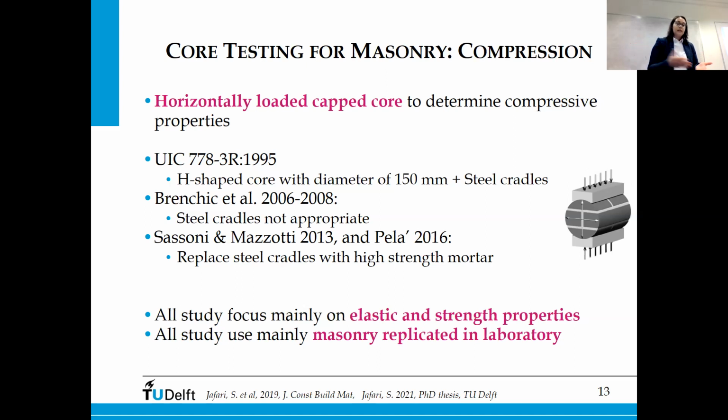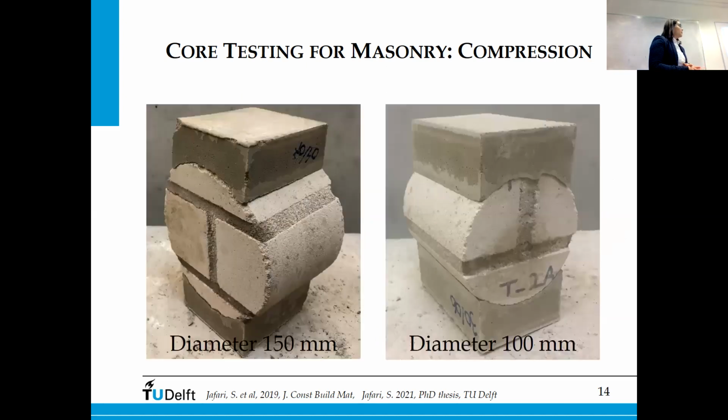And the new thing that we were able to do is to run many tests also on field-extracted samples, with comparison to wallets and triplets. For compression tests, we use two types of core diameter, one of 100 millimeters and one of 150 millimeters. If you have a rounding bond in a single-width masonry, this will give you the T-shape and H-shape cores that you can see here.